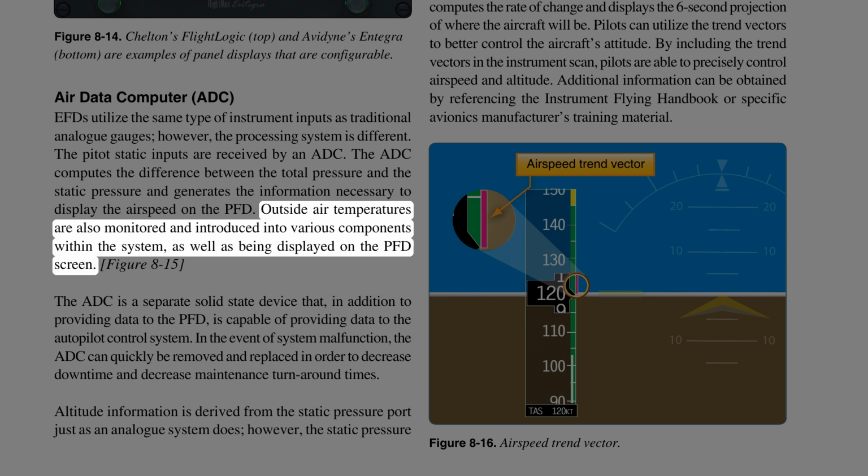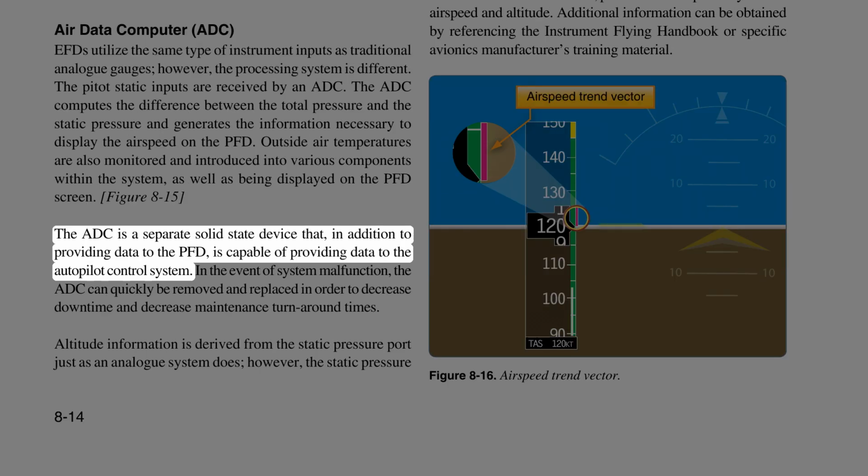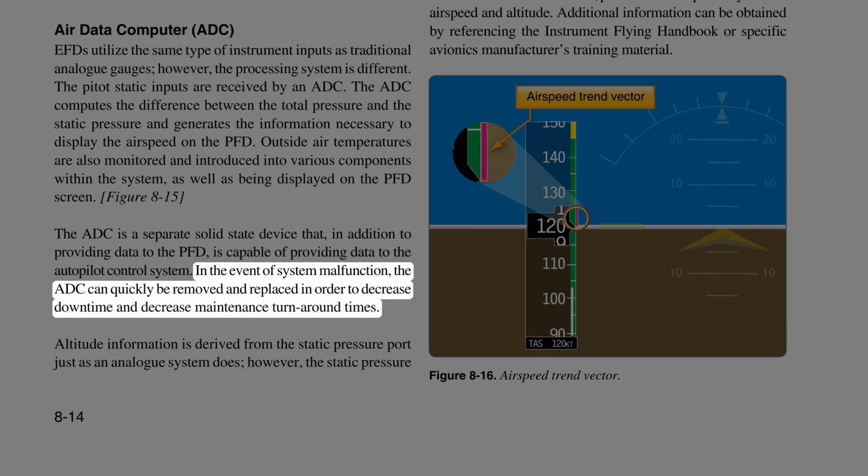Outside air temperatures are also monitored and introduced into various components within the system, as well as being displayed on the PFD screen. The ADC is a separate solid-state device that, in addition to providing data to the PFD, is capable of providing data to the autopilot control system. In the event of system malfunction, the ADC can quickly be removed and replaced in order to decrease downtime and maintenance turnaround times.